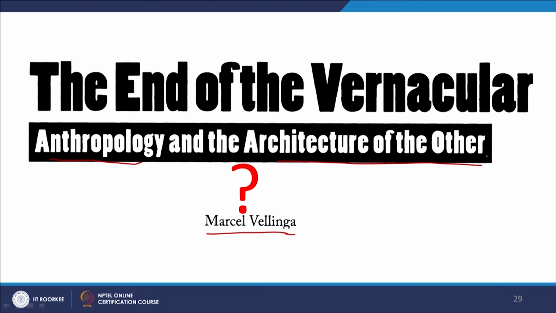I think this is where Marcel Vellinga, who is now the director of the Vernacular Architecture Center at Oxford Brookes, talks about the end of vernacular, anthropology, and the architecture of the other. It's a very good summarization of how he brings anthropology and architecture into relation.